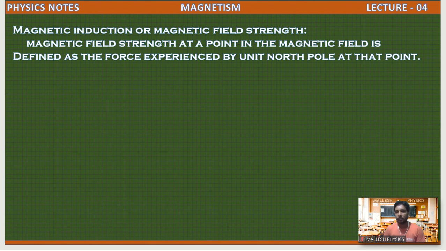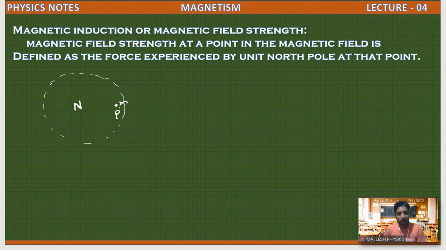pole at that point. So if you place a unit north pole inside the magnetic field, for example this is the magnetic field. Let us take this field is due to this north pole. Now if you place a unit north pole here somewhere at this point P, it will experience some repulsive force, as it is a unit north pole and the north pole field, both repulsive. So it will be repelled by the north pole. Okay, means it will experience repulsive force.